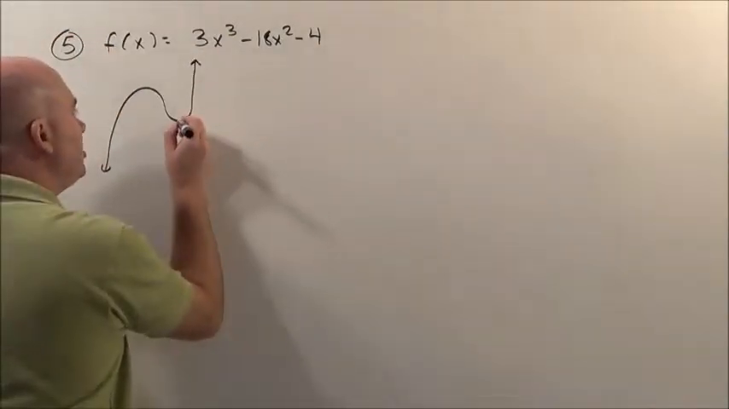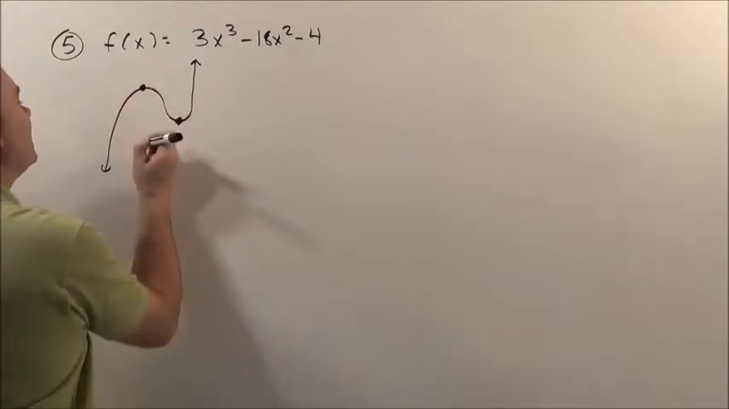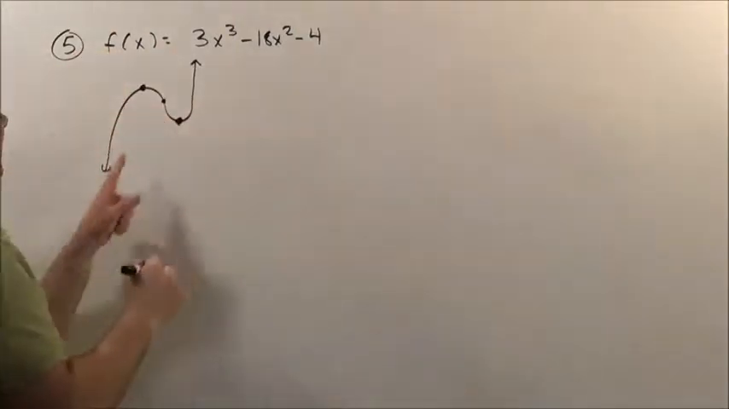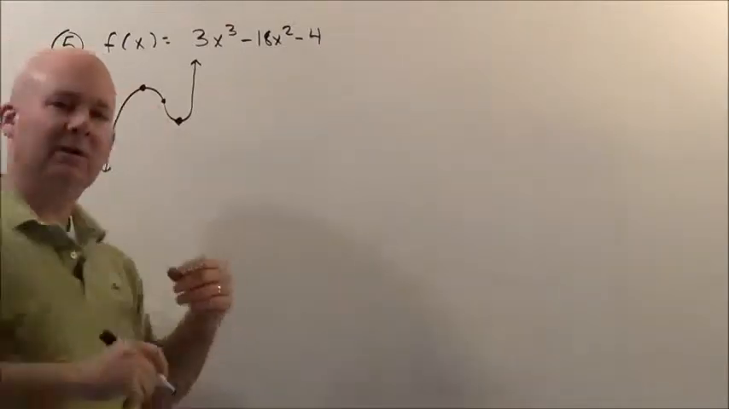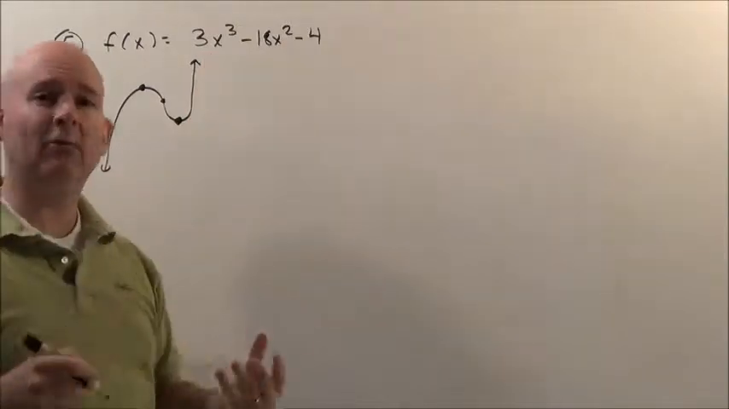In this situation, we're going to have a minimum right here, a maximum right there, and a point of inflection where it's sort of bending this way and then bends that way, right there in between them. And that's what we're looking for, these 3 critical points. Now, how do I find them?